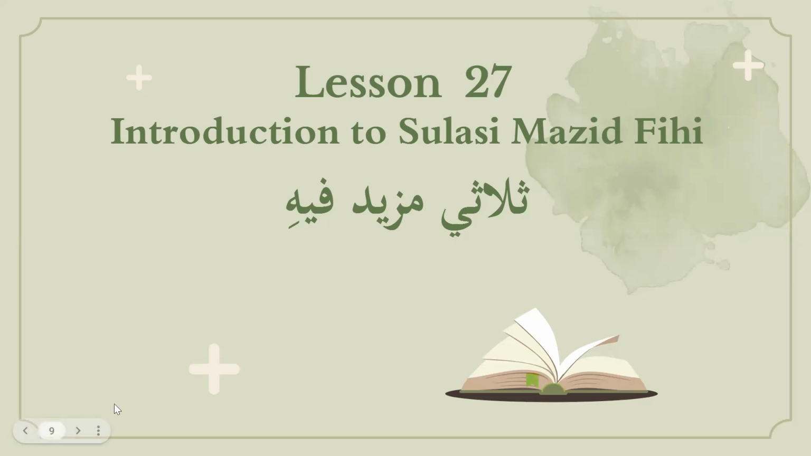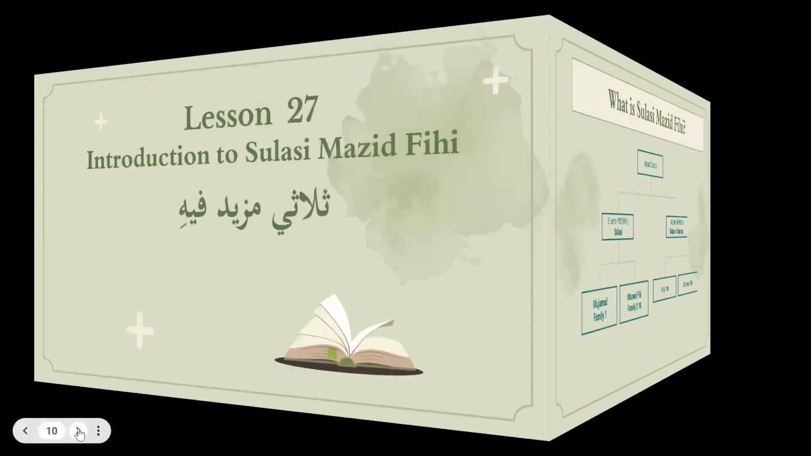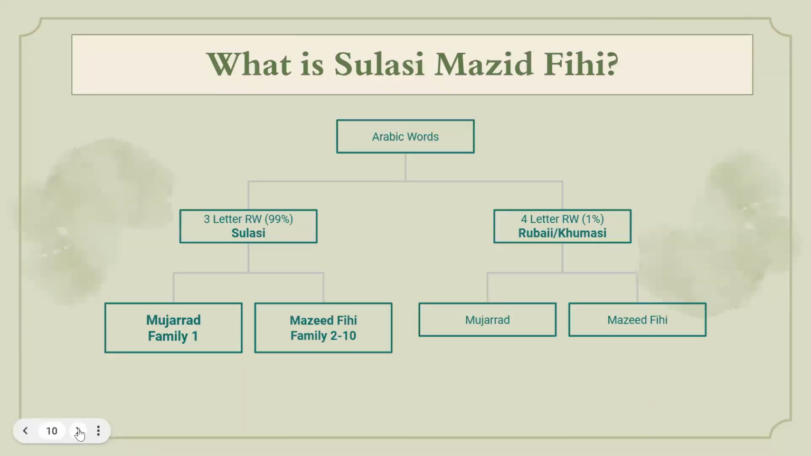So far, from lesson 22 up till now, you have been doing Sulasi Mujarrad. The family one that we have been discussing. And under family one, you learn Bab Nasara, Daraba, Samia, Hasiba, Karuma. So those 6 sub-families come under Sulasi Mujarrad, and the numbering for Sulasi Mujarrad is family 1. So you know what is Sulasi Mujarrad.